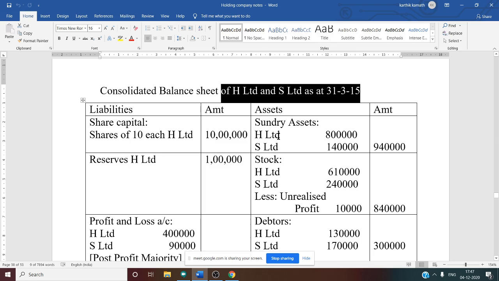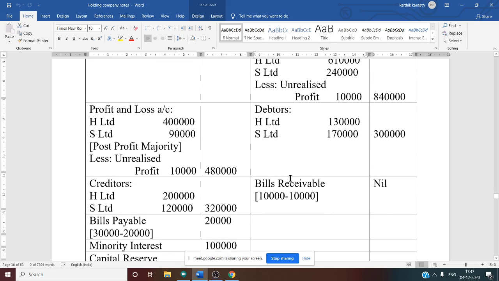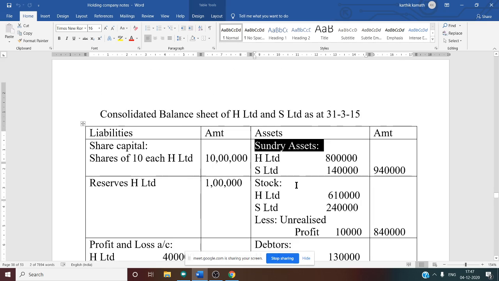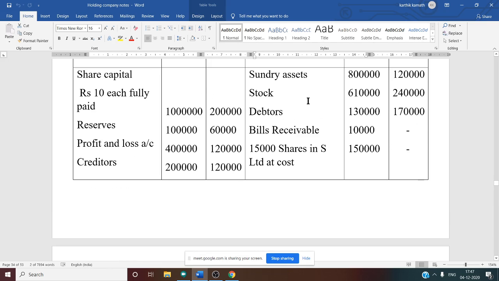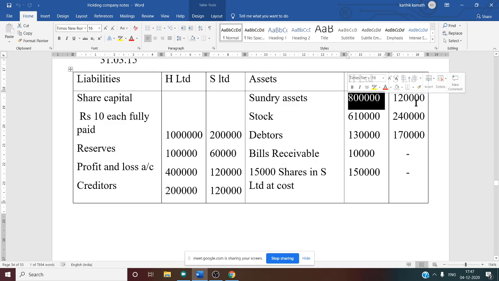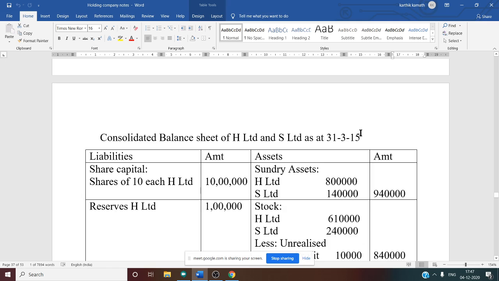Here we have to write the combined information: sundry asset, stock, debtor, bills receivable. So once again we'll see the question. Sundry asset information, if you see what they have given in the question: sundry asset is 8 lakh for holding, for subsidiary 1 lakh 20,000. The combined amount we have to write. So what is the combined amount? 8 lakh plus 1 lakh 20,000.